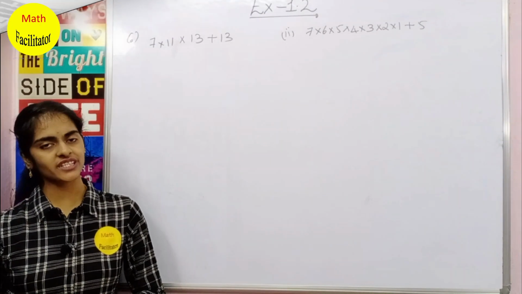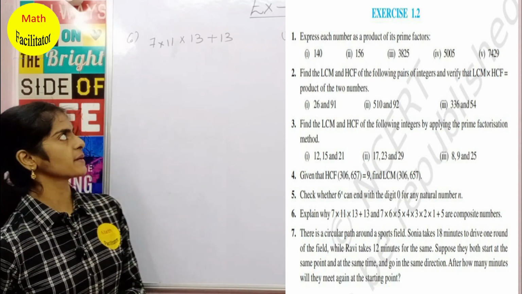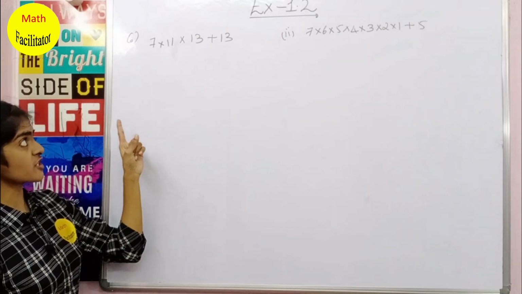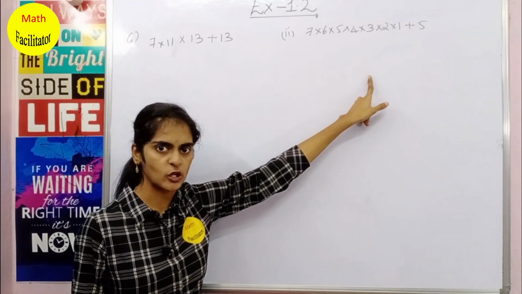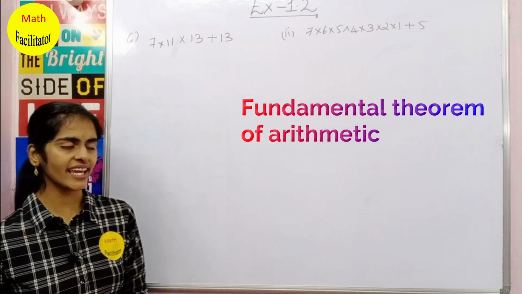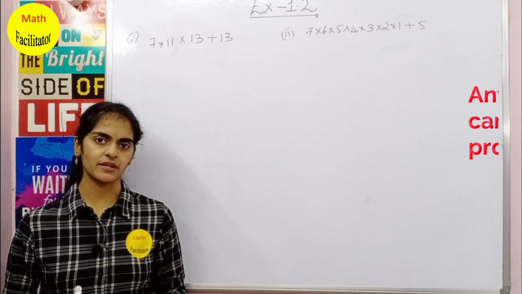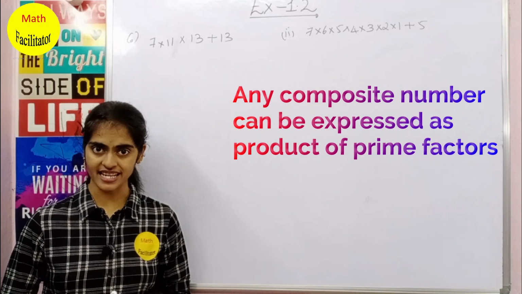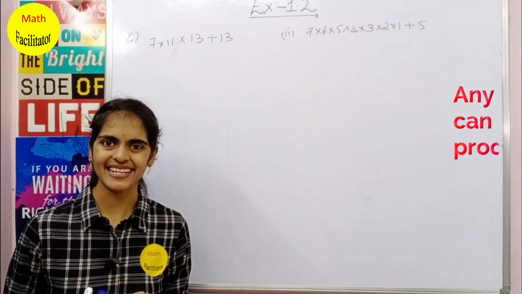Moving on to the next problem. You have 7 multiplied by 11 multiplied by 13 plus 13. You have to show that this is a composite number. Similarly, you have the other bit of this question. For proving this, we shall use the fundamental theorem of arithmetic. So what does the fundamental theorem of arithmetic state? Every composite number can be expressed as a product of prime factors, and the prime factorization is unique.